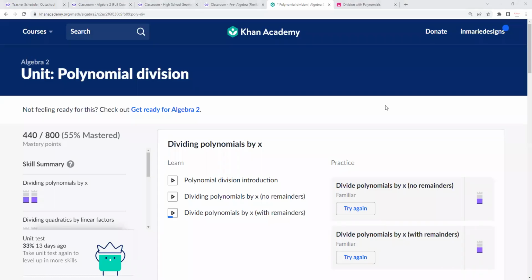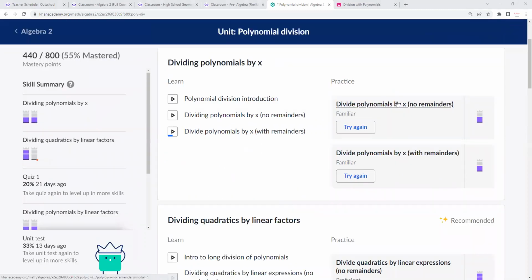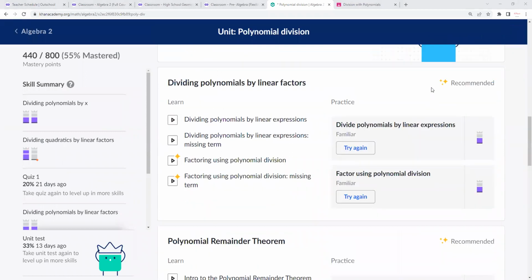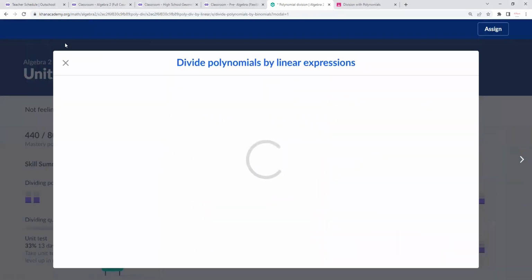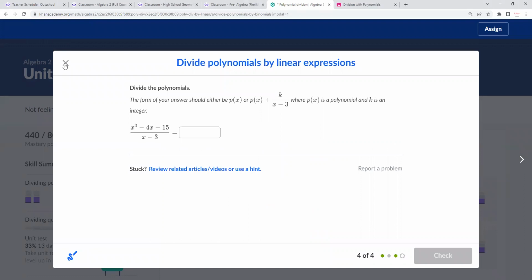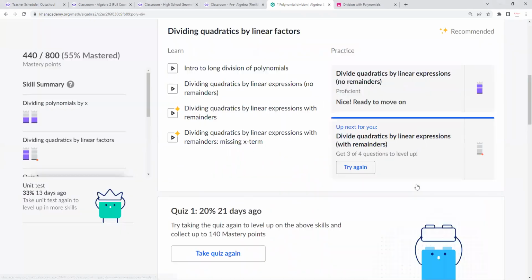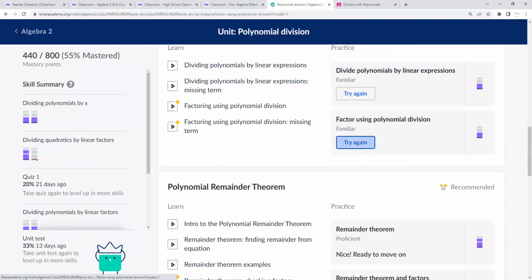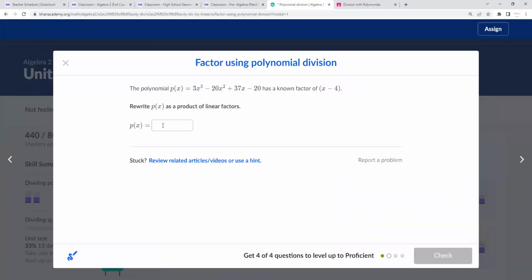Okay, so let's just skim through this polynomial division unit. You're dividing with terms, doing long division with remainders, with no remainders. More polynomial division, which I've already shown you how to do. Now factoring using polynomial division.